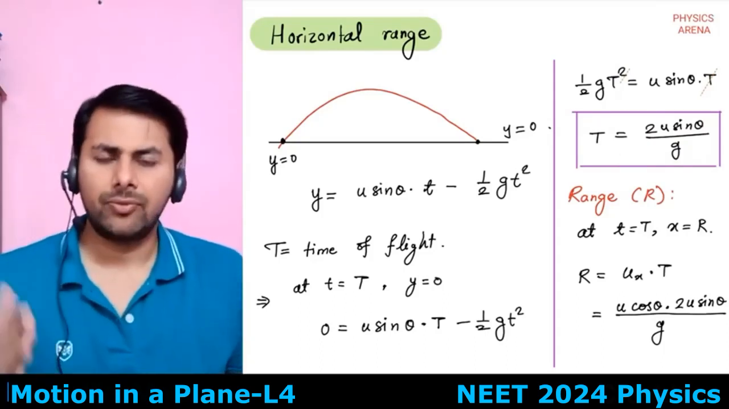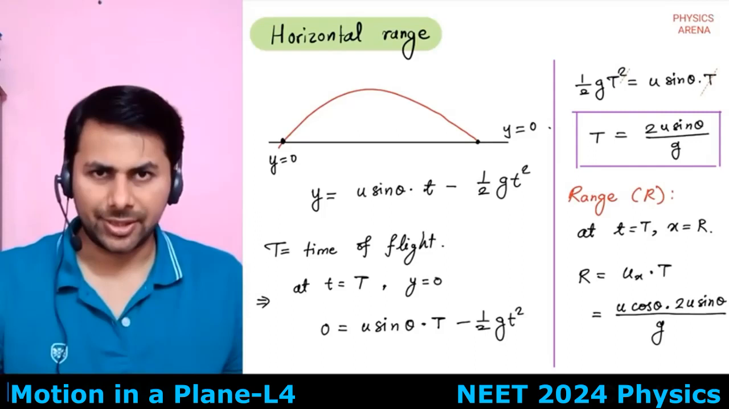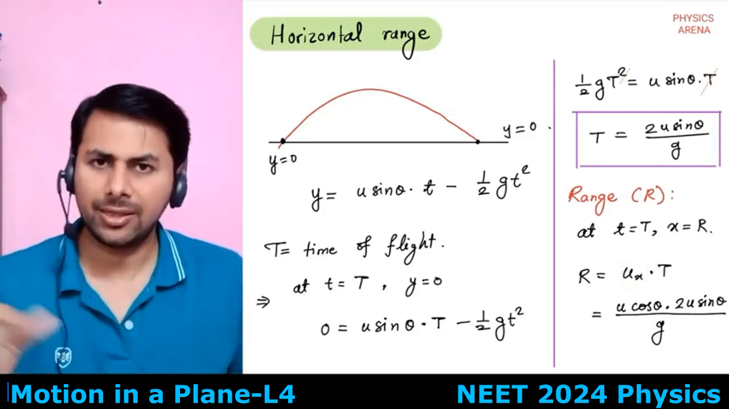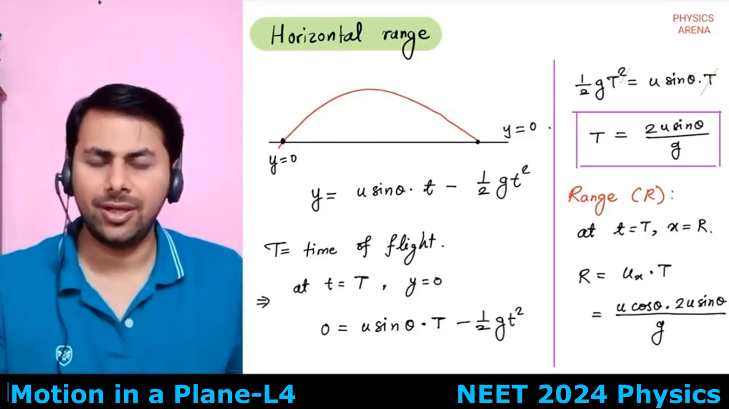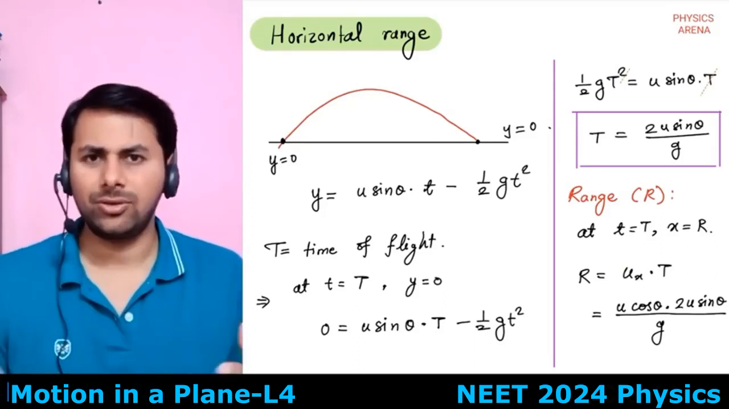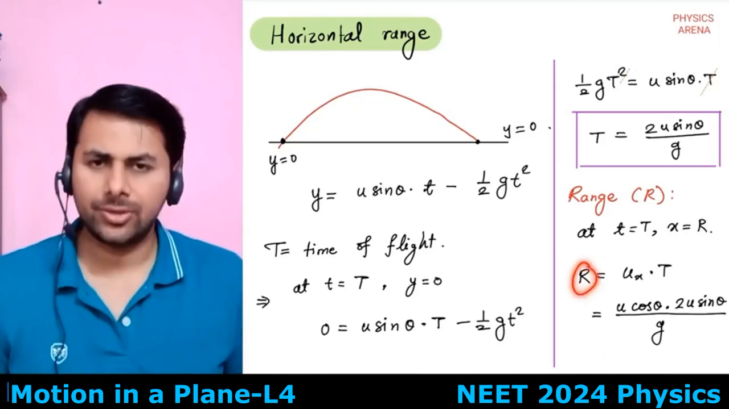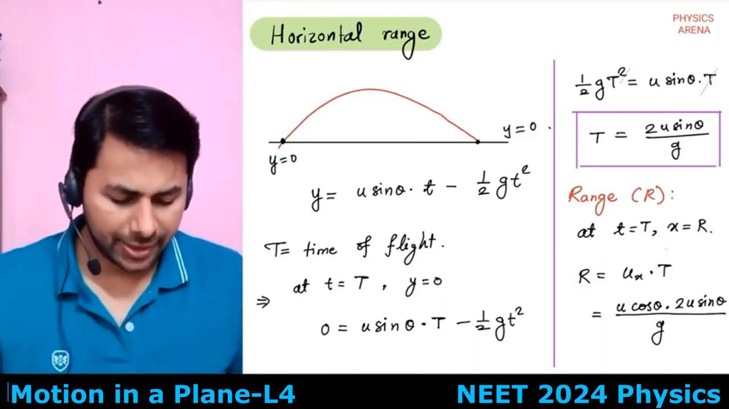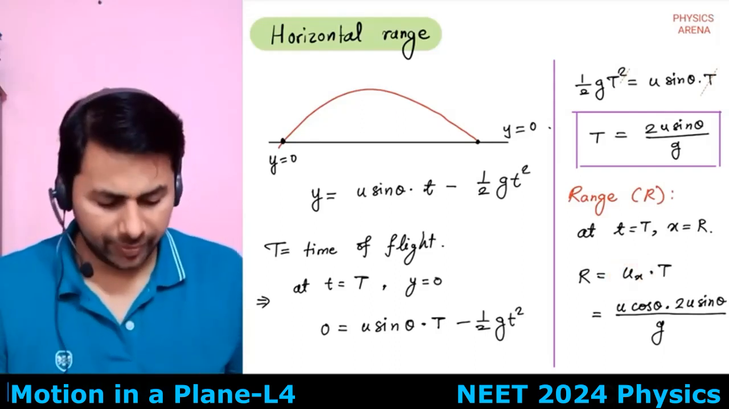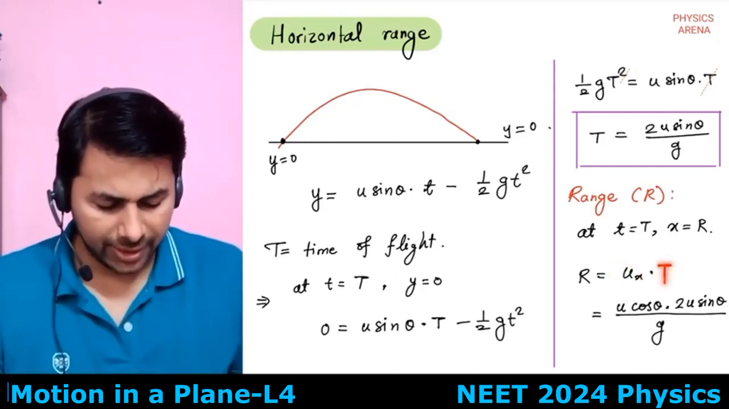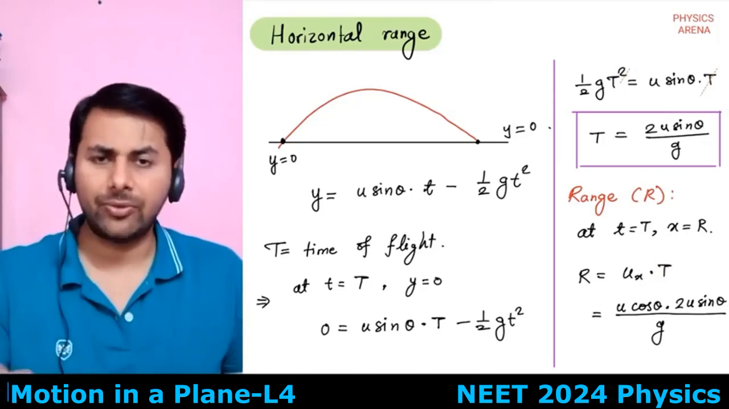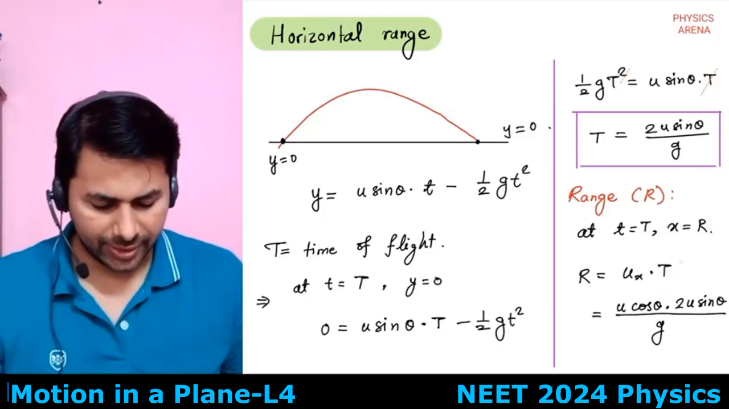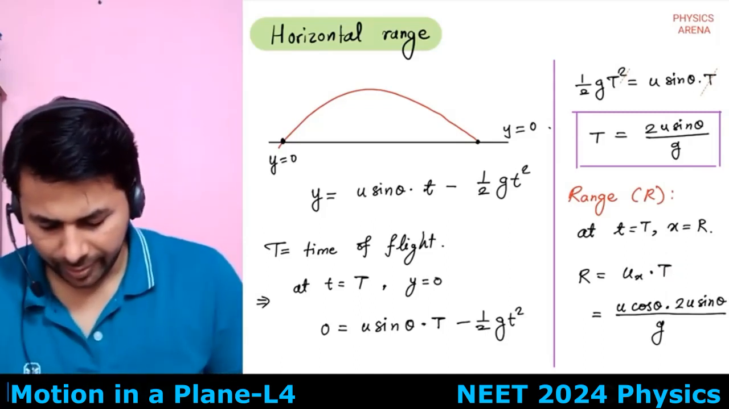And then we know the distance covered in the x direction. It is just equal to what? ux multiplied by the time, speed in the x direction into time, because there is no acceleration. So the distance covered in the x direction, the range of the projectile, is equal to ux multiplied by t. And how much will that t be? It will be equal to the time for which it is in air, that is, the time of flight.